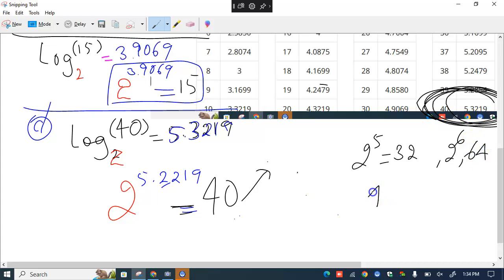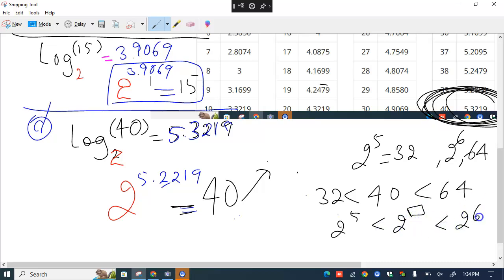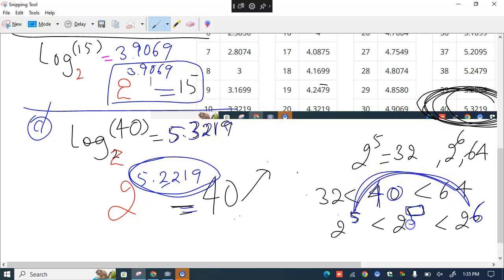So the number 40 is between 32 and 64, which can be written as 2 raised to 5 is less than 2 raised to something here, and this is 2 raised to 6. Because 40 is between 32 and 64, whatever you put here has to be between 5 and 6. So this number, 5.3219, is between 5 and 6. Okay, so that helps to figure that out.